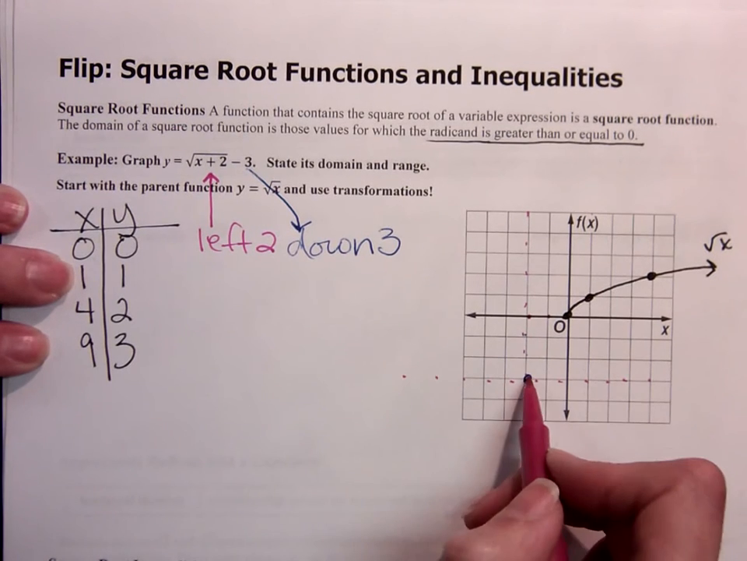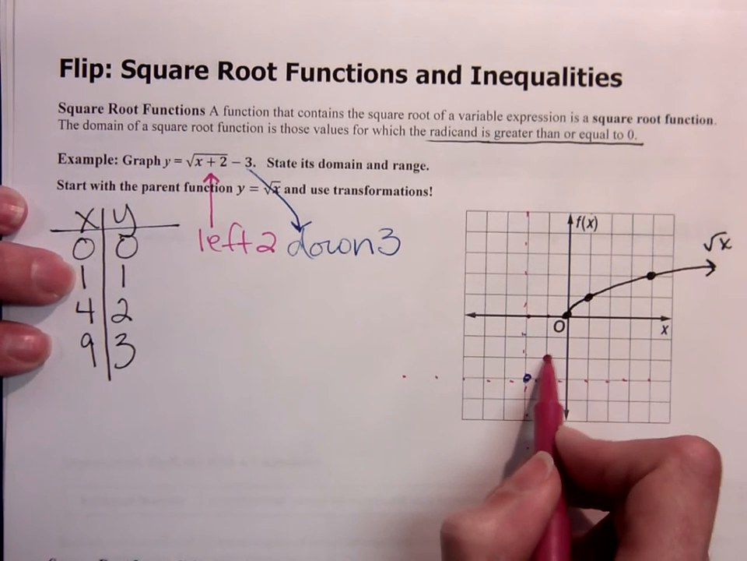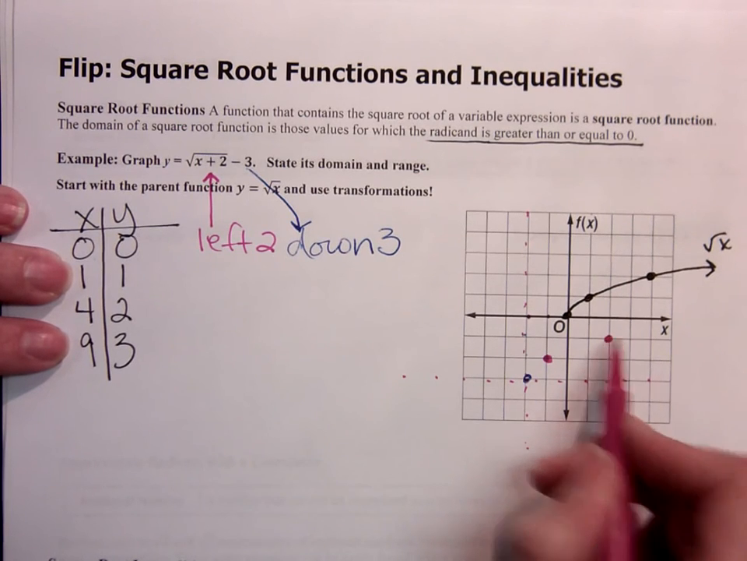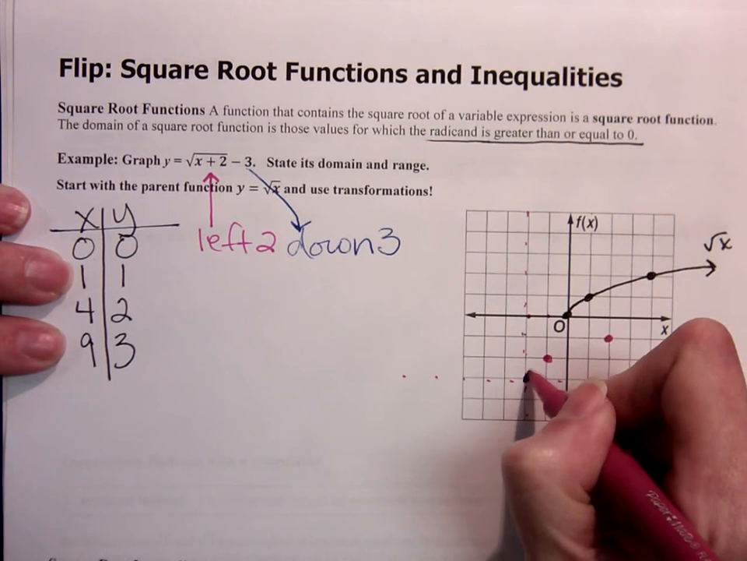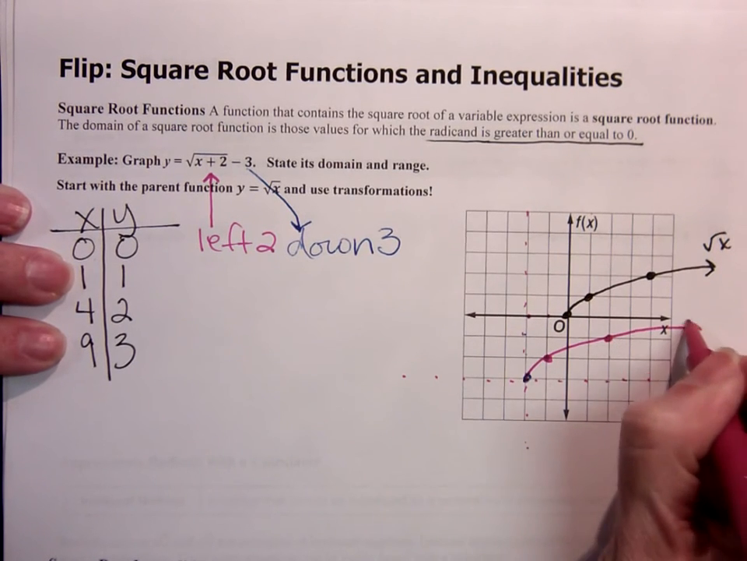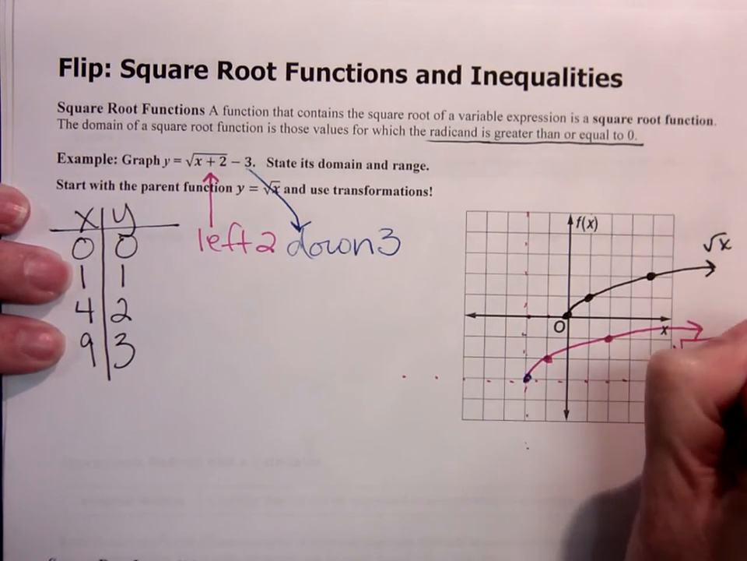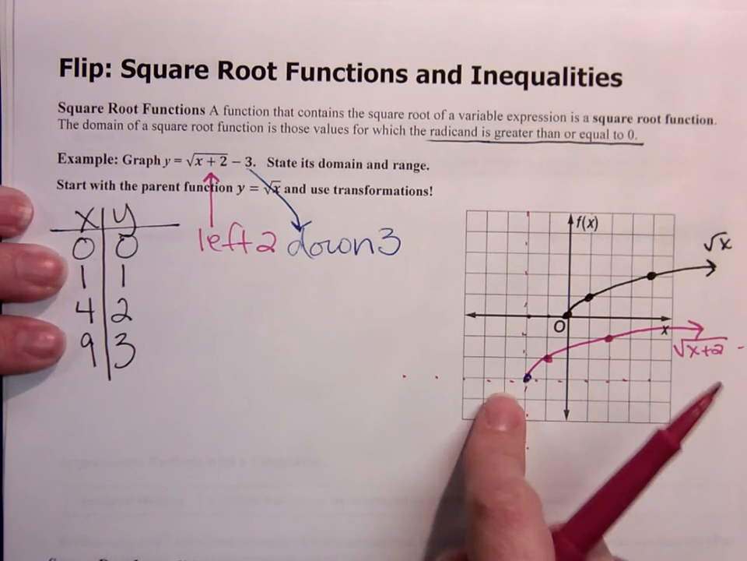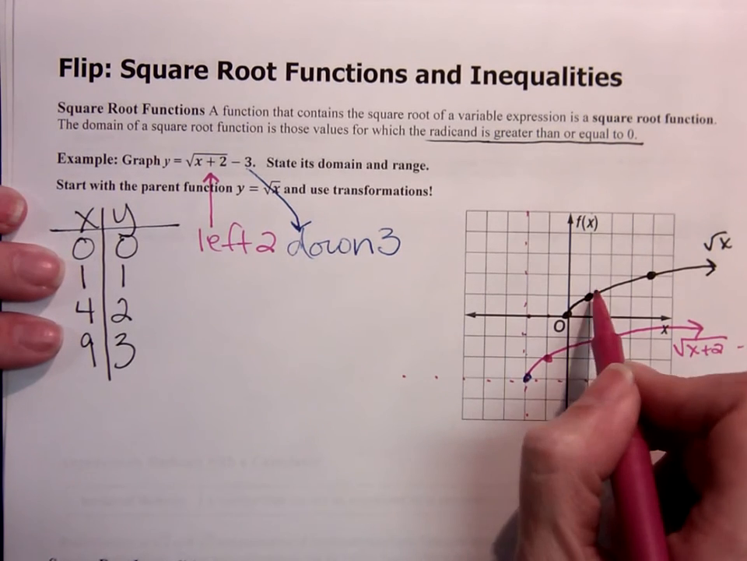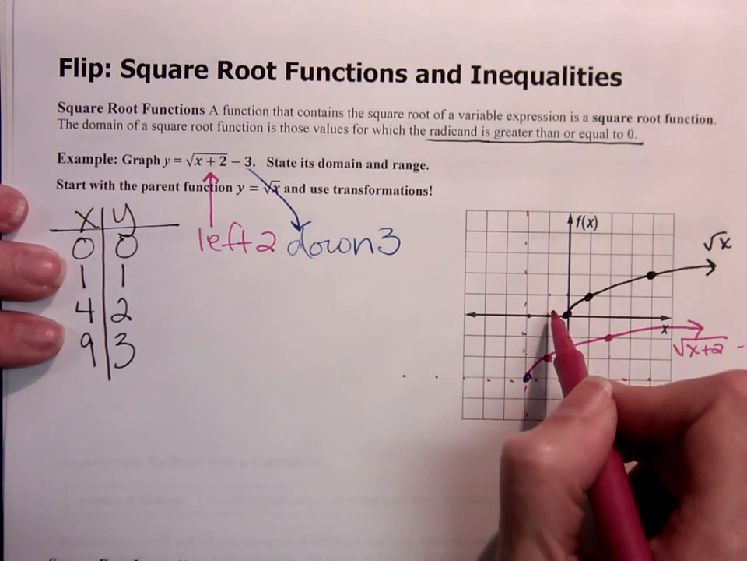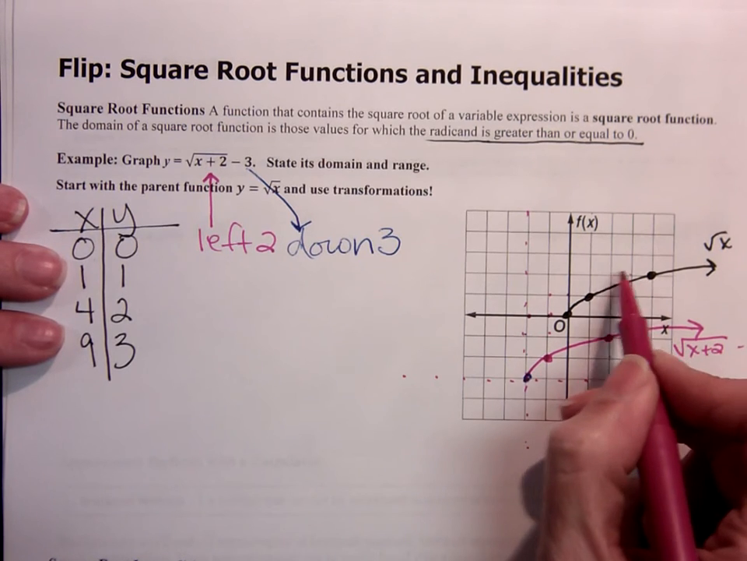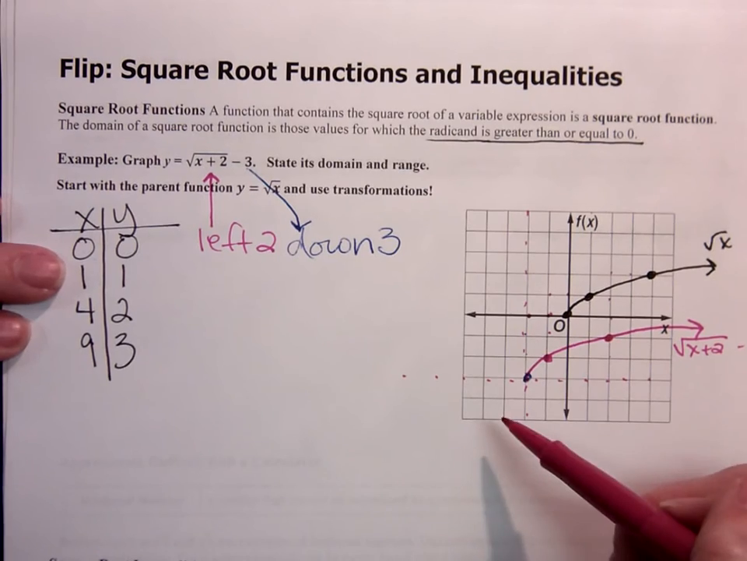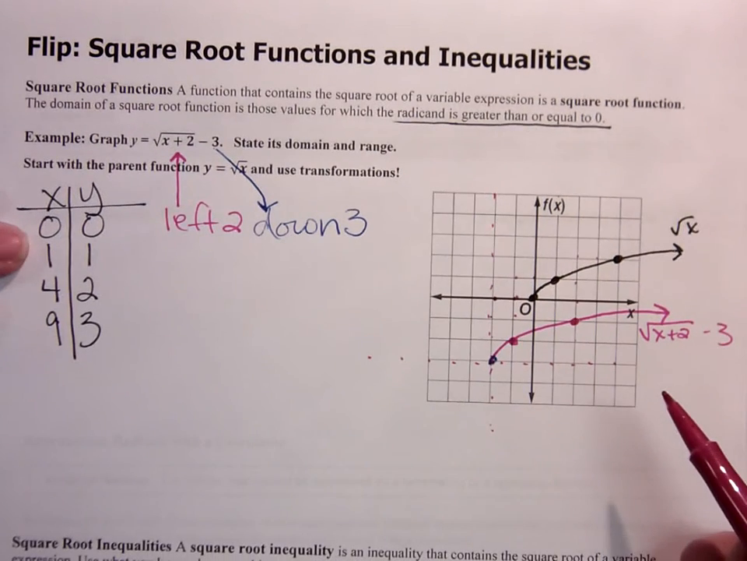So from my new (0, 0), we're going to go over 1, up 1, over 4, up 2, and graph my new square root of x plus 2 minus 3. And if I go back and check, all of my points have been moved, right? 1, 2, 3, there it is. Then I only have to apply my transformations the one time to get my new graph.